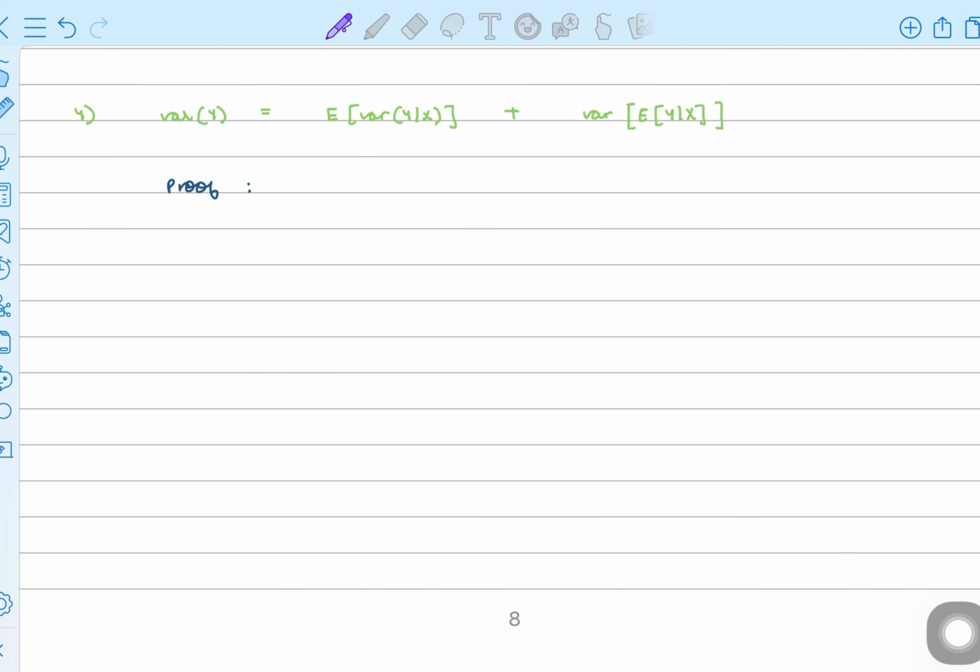The next important result that we look at is known as the law of total variance. Under the law of total variance, the variance of y is equal to the expectation of variance of y given x plus the variance of expectation of y given x. Let's look at the proof for this.